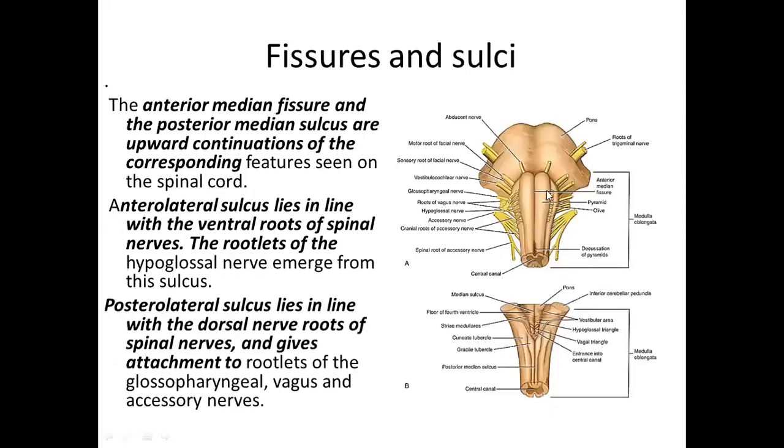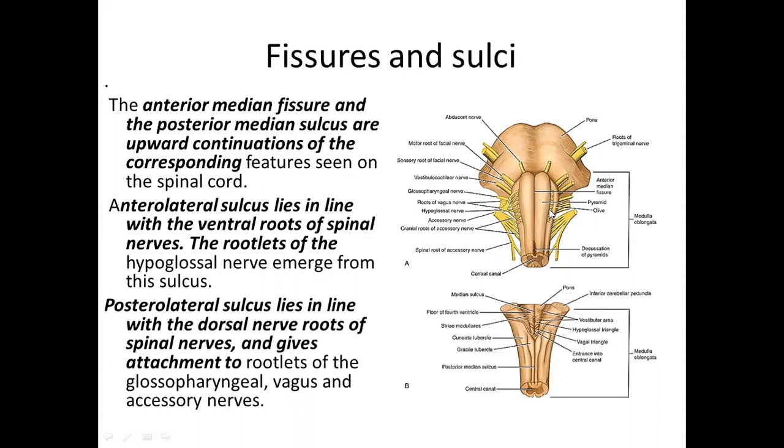Now the various fissures and sulci: this is the ventral aspect, this one is the dorsal aspect. On the ventral aspect, we have an anterior median fissure. On the posterior aspect, we have the posterior median sulcus, which are the upward continuation of the corresponding structures of the spinal cord. Then we have an anterolateral sulcus and a posterolateral sulcus. The anterolateral sulcus intervenes between swellings. On both sides of the anterior median fissure, we have swellings known as pyramids. Lateral to the pyramid there is another swelling known as the olive.